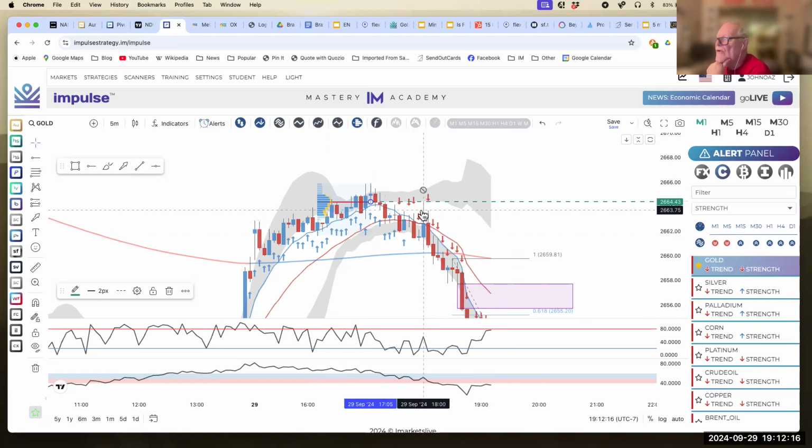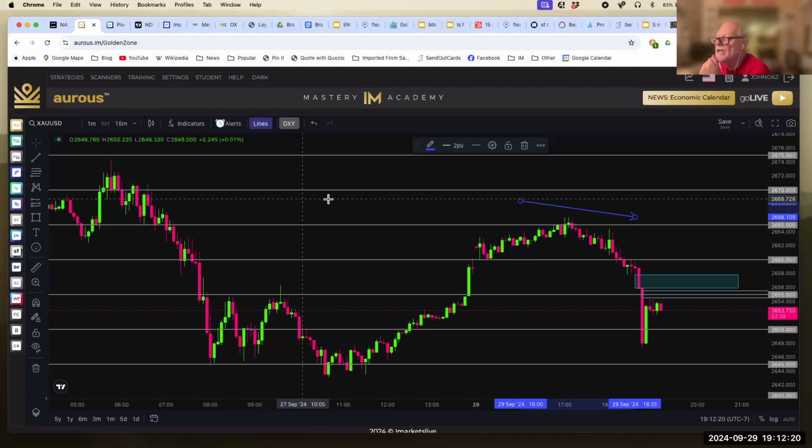If you want to not use Aura, so again, we'll go back to Aurus, and you see all these lines here are set up at the 5 line. So this is 2665, this is 2670, this is 2675, etc.